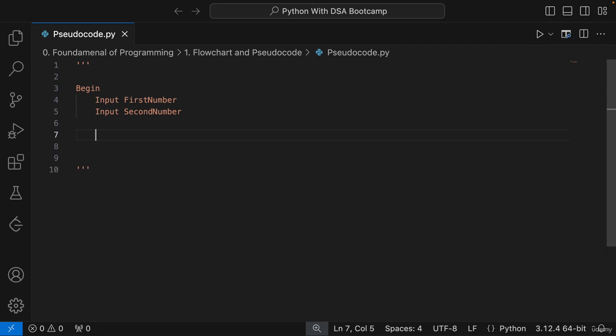Then I can say sum equals first number plus second number. Okay. Then we can just print the sum. Again, I don't care how we are going to print it, dependent on language should be fine. And I can finally say that it's end. Okay. So the basic idea is there is honestly no proper syntax or anything to follow.